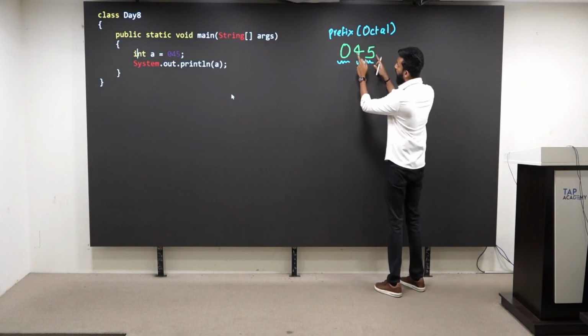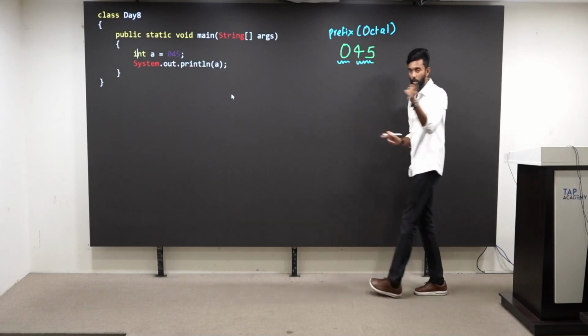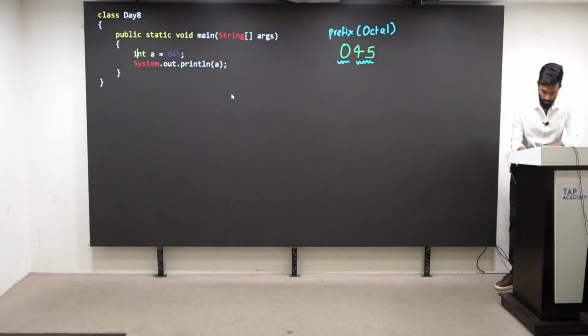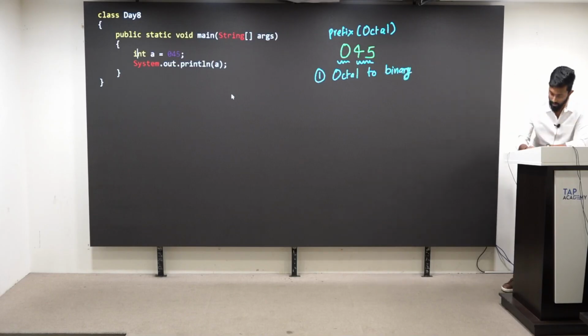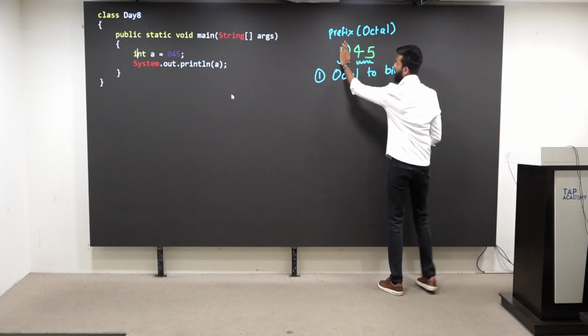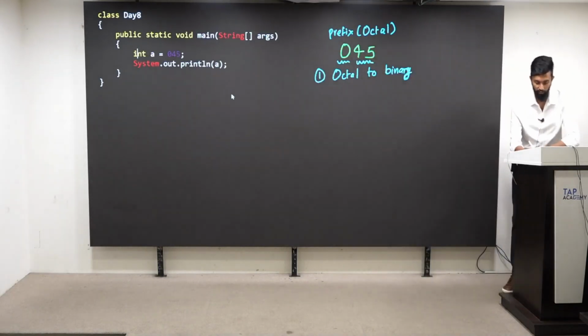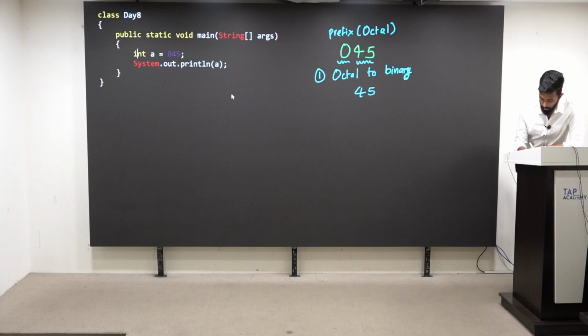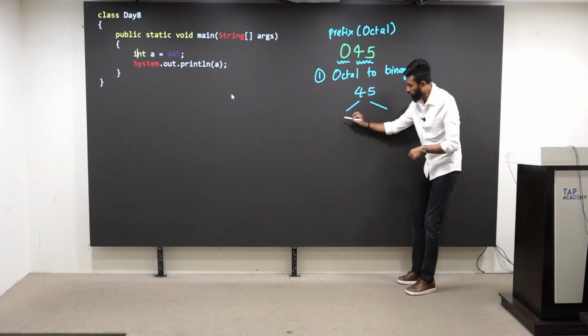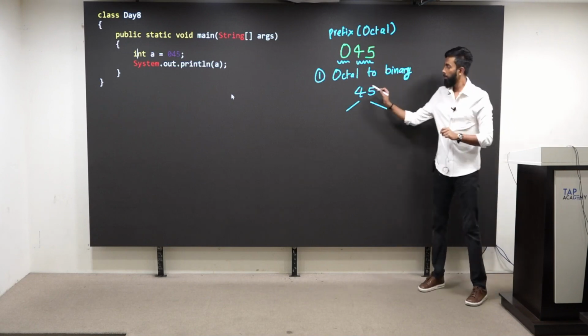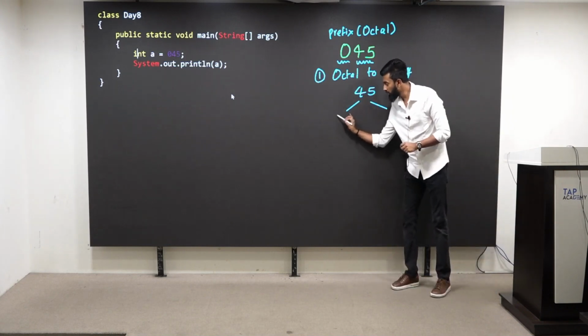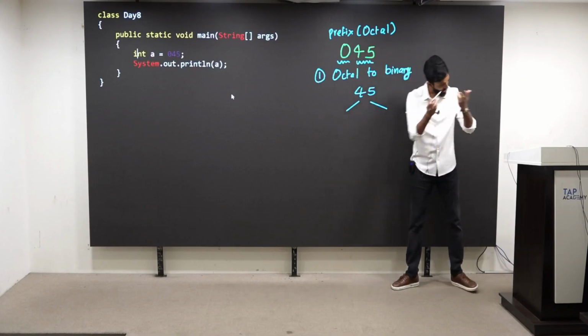So Java has to now convert octal to binary. Step number 1 is converting octal to binary. Sir, how do you convert octal to binary? Very simple. Ignore 0, 0 is a prefix. Just take the value 45. See how I will convert? Treat 4 separately, treat 5 separately. Convert 4 to binary, convert 5 to binary. But that binary should be 3 bits. How many bits? 3 bits. And you will get 3 bits only.